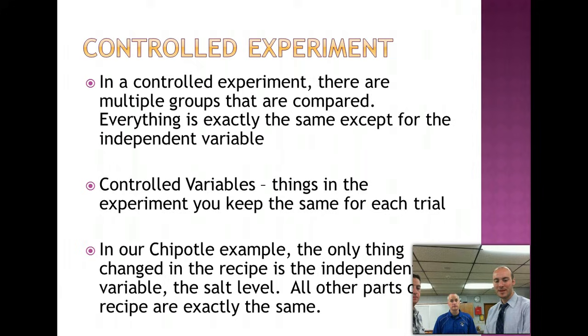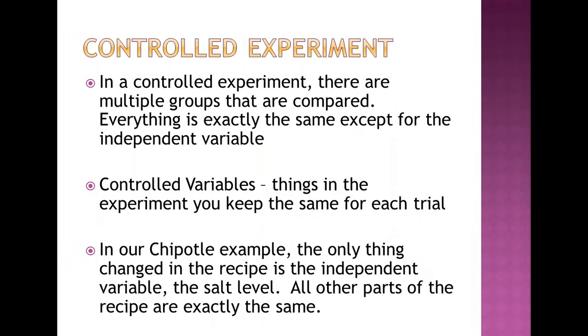All right, so now what we probably set up in this scenario is what we call a controlled experiment. So in a controlled experiment, you're going to have multiple groups that you're comparing with each other. And the key thing with this is that everything is exactly the same except for one part that you change. And that one part is your independent variable. So the controlled variables are the things that don't change. So they're everything that stays the same.